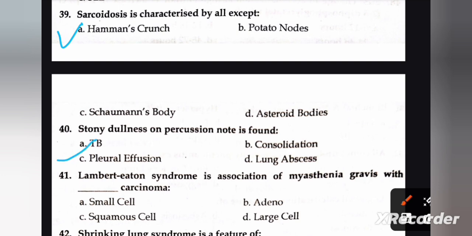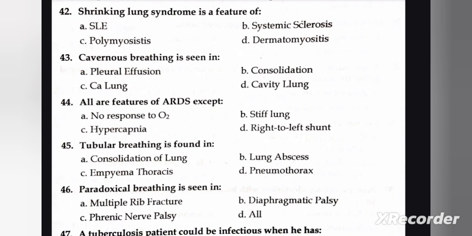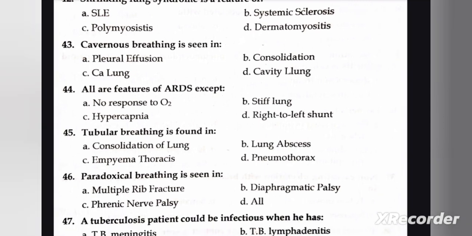Pleural effusion. Next question is, Lambert-Eaton syndrome is associated, like myasthenia gravis, with dash carcinoma, A. Small cell, B. Adeno, C. Squamous cell and D. Large cell. The right answer is Lambert-Eaton syndrome is associated with small cell carcinoma, A. Next question is, shrinking lung syndrome is a feature of A. SLE, B. Systemic sclerosis, C. Polymyositis and D. Dermatomyositis. The right option is A. SLE.